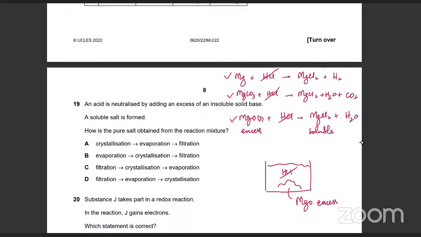वो MgO फिर भी बचा हुआ होगा. That can be easily filtered out because you've added a solid in excess. अब पीछे रह गया आपके solution में, that's just your pure salt, which is MgCl2 plus water. And that could be crystallized. So you do filtration to remove the excess MgO that you added. You evaporate and then you crystallize. ठीक है?